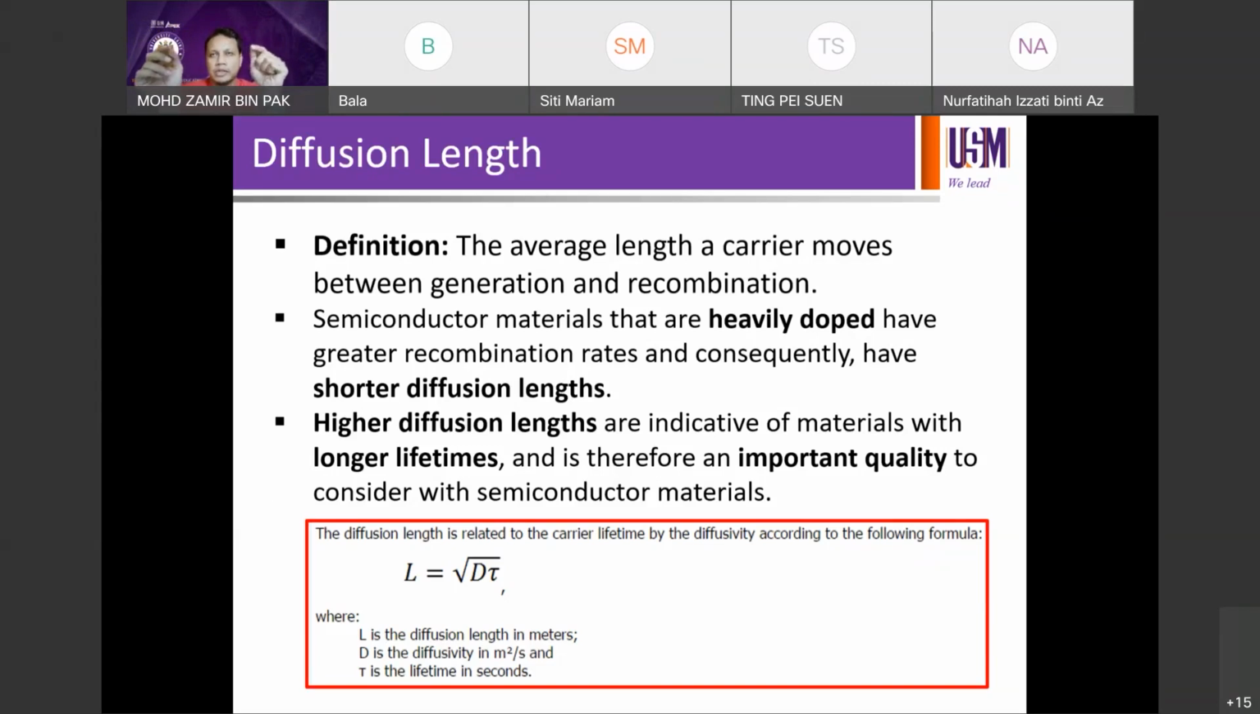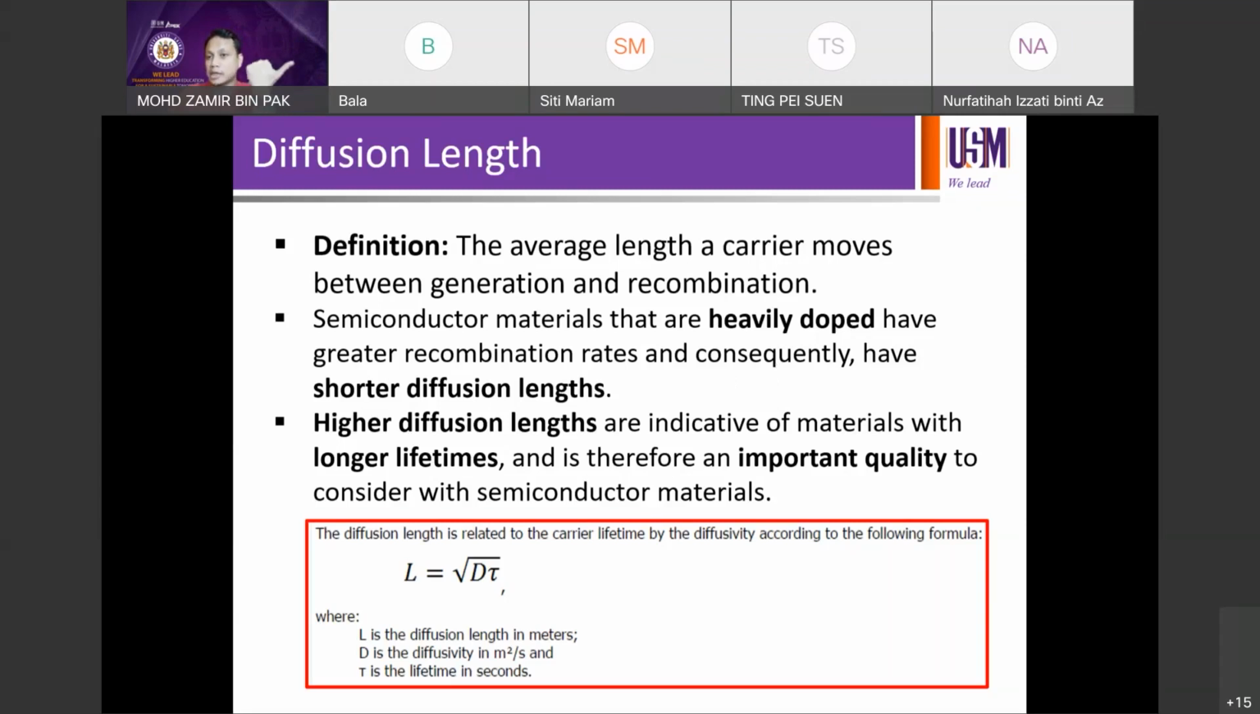So essentially it's the distance traveled by the carrier between generation and recombination. So macam lifetime lah, cuma the dimension is distance, but it exactly translates the same thing, right? So semiconductor materials that are heavily doped have greater recombination rates, and consequently shorter diffusion length. For example, if you're working on semiconductor materials that are heavily doped, you're talking about, say, 10 to the 18, 10 to the 19, for example.